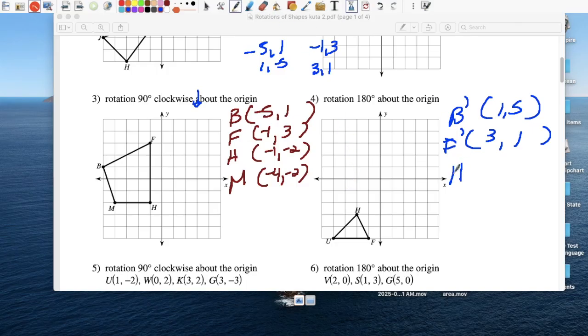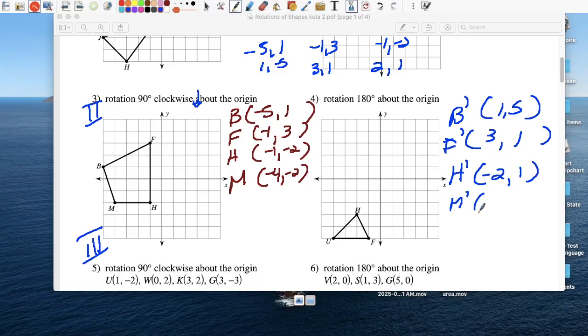H prime becomes 2, 1, right? We're going to switch -1, -2, so they switch positions. Becomes 2, 1. I'm going to write 2, 1. But H here, which is in quadrant 3, will land in quadrant 2. And in quadrant 2, X is negative, Y is positive.